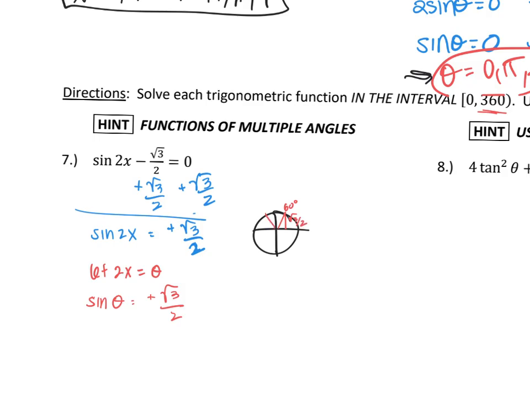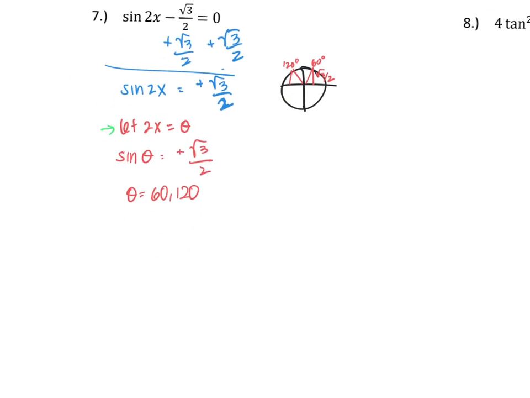And also at 120. Okay, so theta equals 60 and 120. But remember, we said let 2x equal theta. So I'm going to bring that 2x back in. Actually, since theta equals 2x, I'm going to write 2x instead. And now 2x equals 60, 2x equals 120. Now we can solve for x. So x is going to equal 30, and x is going to equal 60.